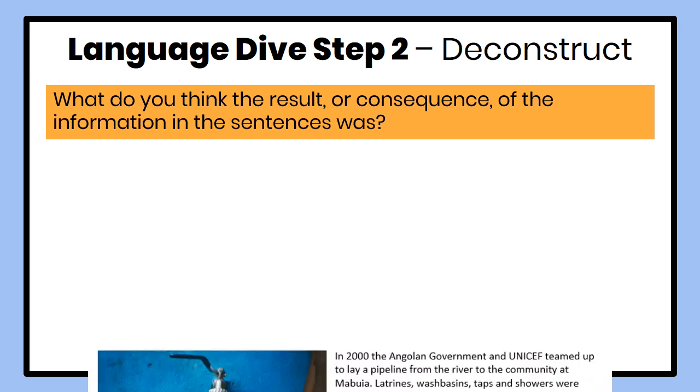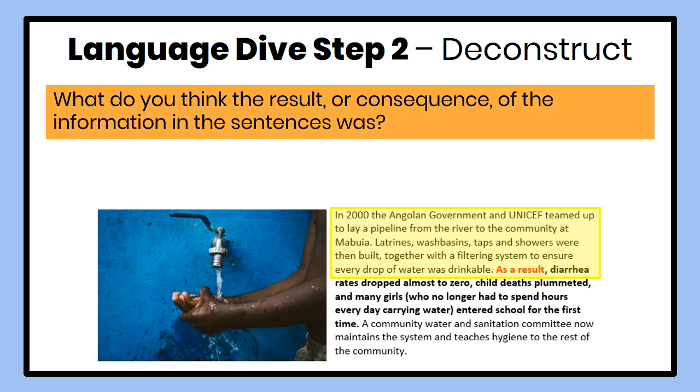Let's look back in the text. We can reread the sentences that came before the phrase as a result. In 2000, the Angolan government and UNICEF teamed up to lay a pipeline from the river to the community at Mabuya. Latrines, wash basins, taps, and showers were then built, together with a filtering system to ensure every drop of water was drinkable.